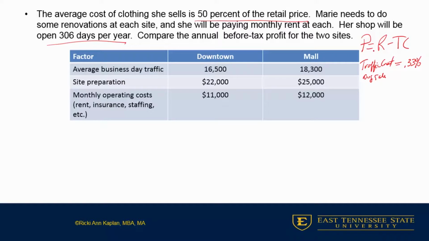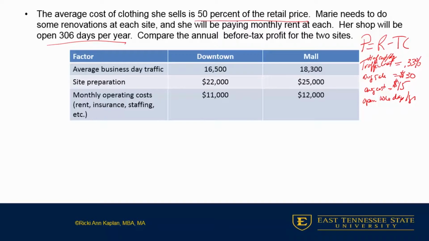This is, I should say, the number of customers: 0.3% of our traffic count. My average sale is $30. The average cost is 50% of $30. Half of 30 then is 15. I'm doing that math in my head. And I'm going to be open 306 days per year. So that's my chicken scratch so that I know I can get that information in here without having to go back and forth.